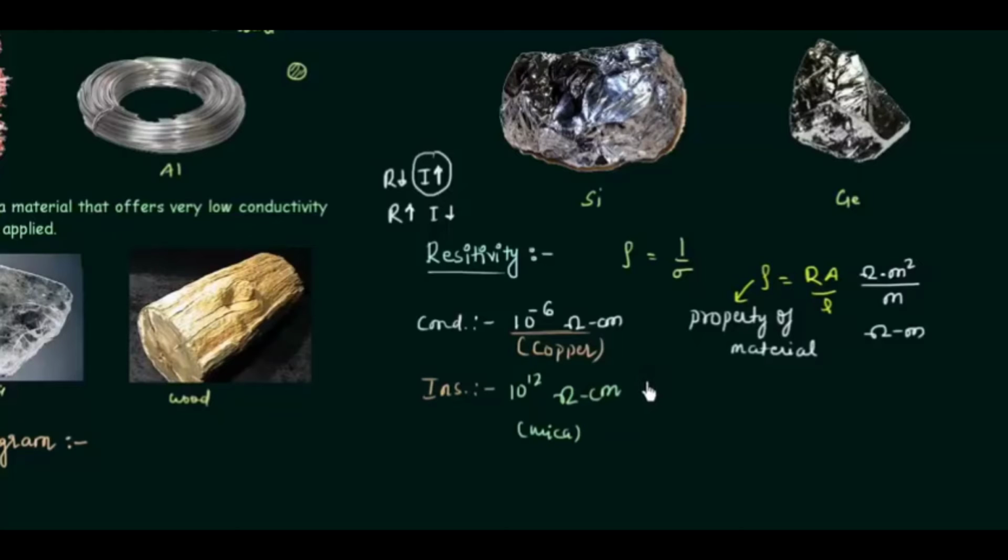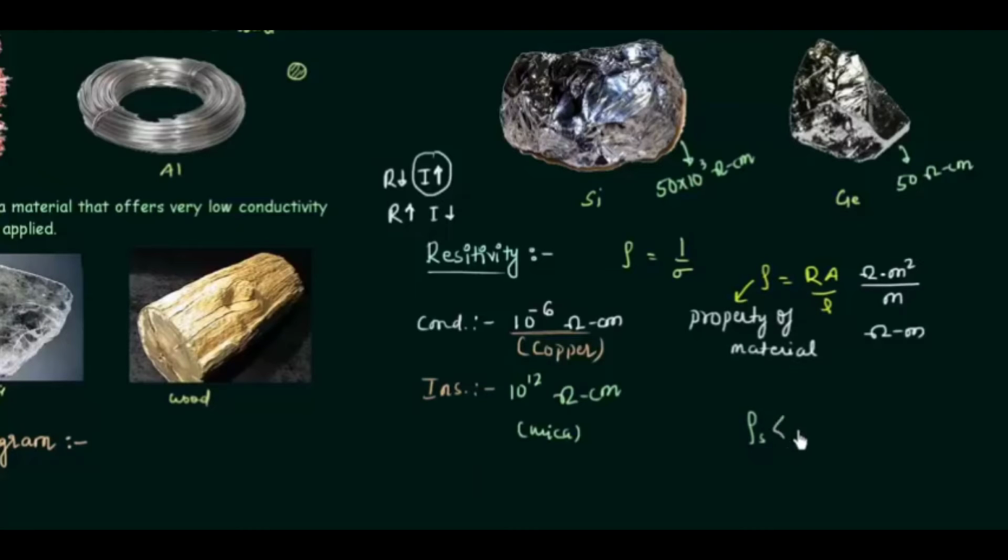Whereas if I talk about the resistivity of silicon, it is 50 into 10 to the power 3 ohm centimeter, and for germanium it is 50 ohm centimeter. So you can clearly see that the resistivity for the semiconductor, let's say rho s is the resistivity of the semiconductor, is less than the resistivity of the insulator.